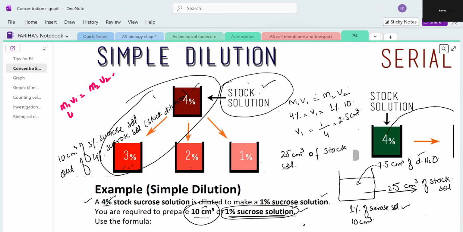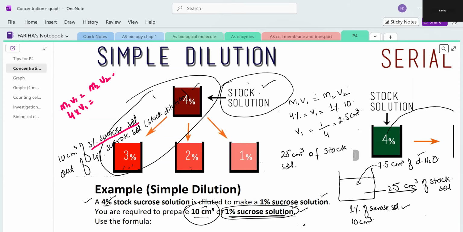M1 is 4, because this is a stock solution. What is V1? We don't know, because we need to take out some volume of the 4% stock solution in order to make the 3% sucrose solution. So V1 we don't know. We are not aware of it. We need to find out V1. What is M2?